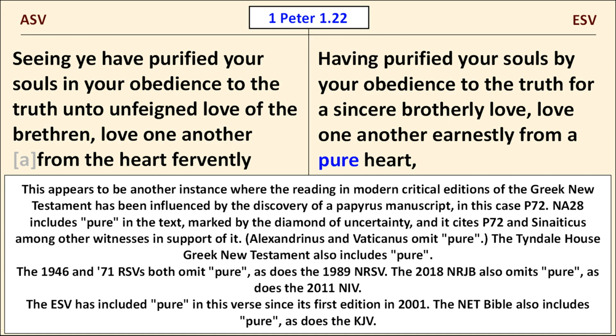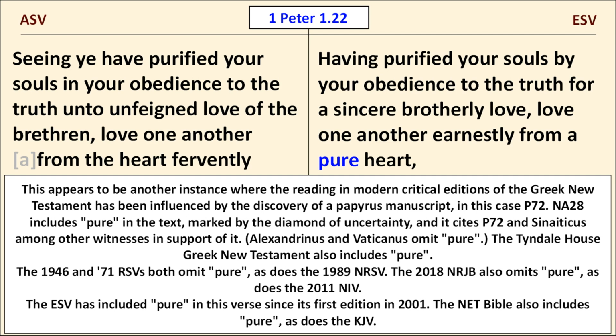This appears to be another instance where the reading in modern critical editions of the Greek New Testament has been influenced by the discovery of a papyrus manuscript, in this case P72. NA28 includes "pure" in the text, marked by the diamond of uncertainty, and it cites P72 and Codex Sinaiticus among other witnesses in support of it. Codices Alexandrinus and Vaticanus omit the word "pure." The Tyndale Greek New Testament includes "pure" in its text.